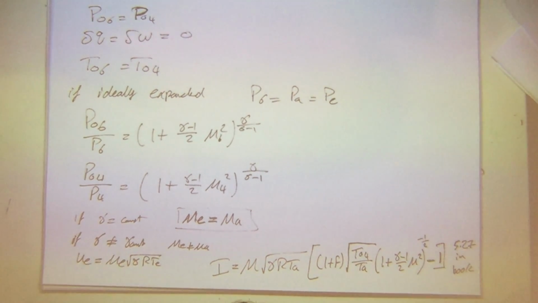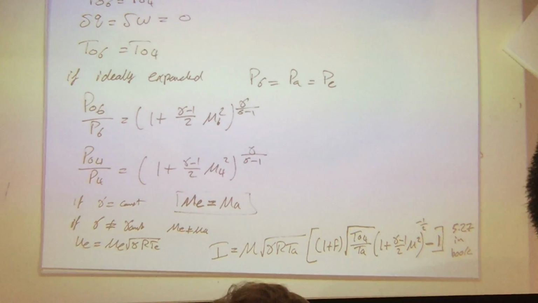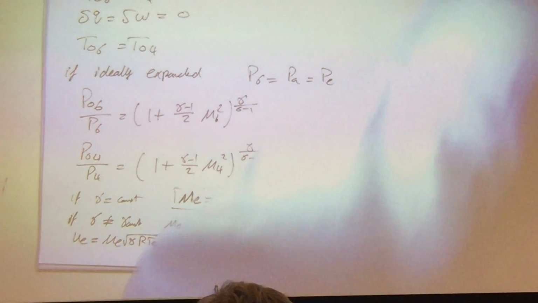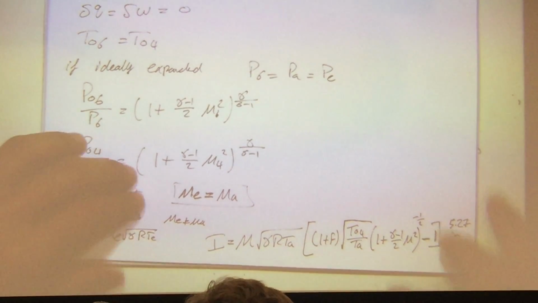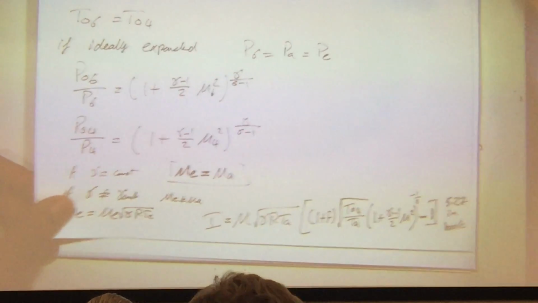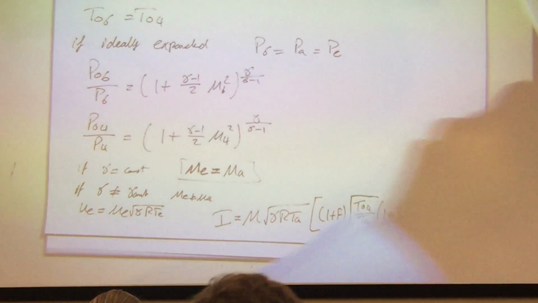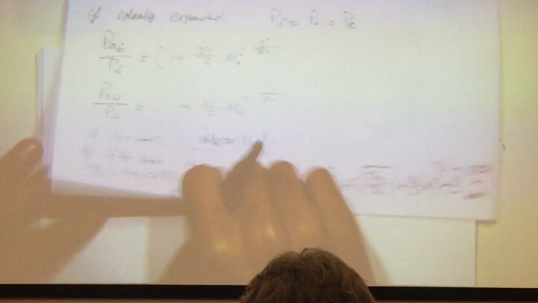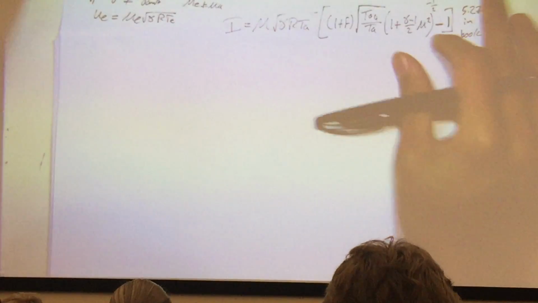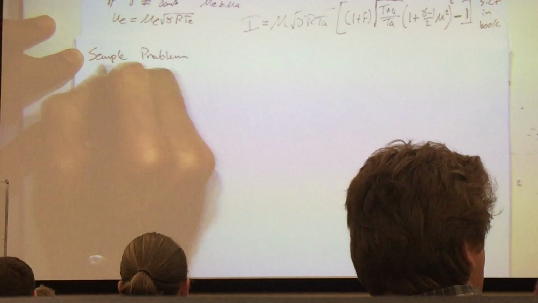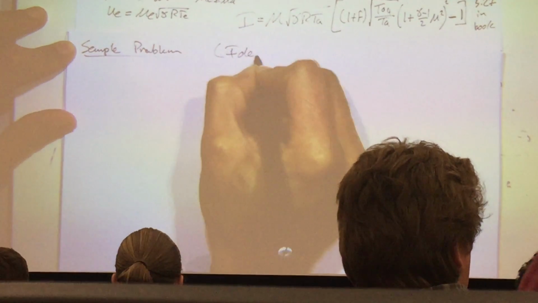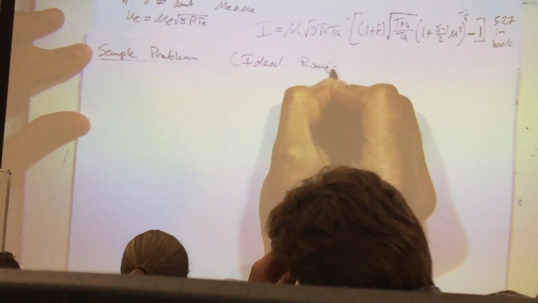All right, so I think we're ready for an example problem. So let's do an example problem. All we're doing is taking all these equations and putting numbers into them. All right, so sample problem: ideal ramjet. And actually, the real ramjet is straightforward after we do the ideal ramjet.